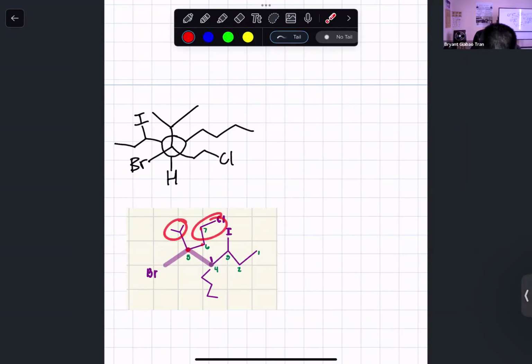Isopropyl, 1, 2, yep. Bromine, yep. This is the one you don't see. This one is attached to 1, 2, 3, 4. Butyl, nice. This one's attached to this one and an invisible H.